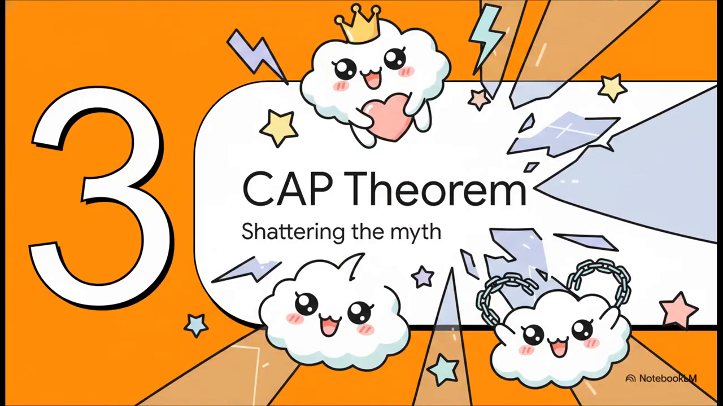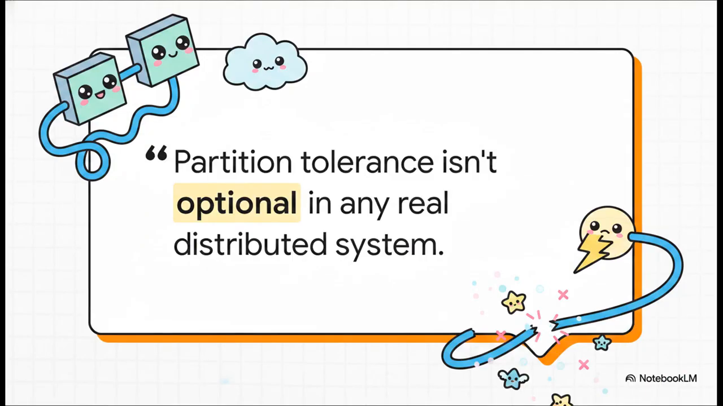Let's tackle concept 3, the CAP theorem. Get ready, because we're about to shatter the myth of choice. So, most people learn the CAP theorem as pick 2 out of the 3. Well, I'm here to tell you that for real-world networks, that is completely wrong. Actually, scratch that, it's dangerously wrong.